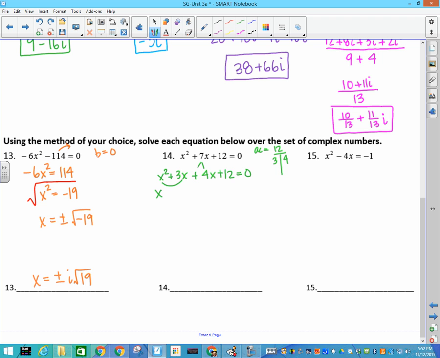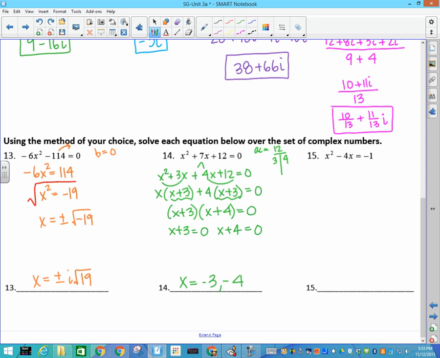And then I find the common factor of the first two and the last two. So that gives me x times x plus 3 plus 4 times x plus 3. And now I have a common factor of x plus 3, leaving me with x plus 4. And so I set each factor equal to 0, x plus 3 equals 0, x plus 4 equals 0, and that means that x equals negative 3 or negative 4.